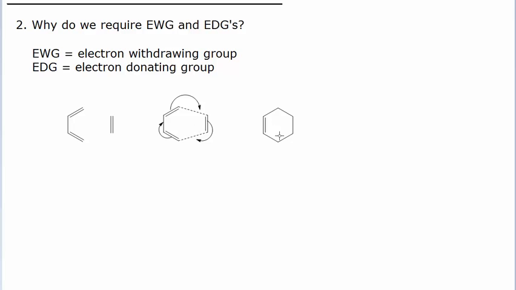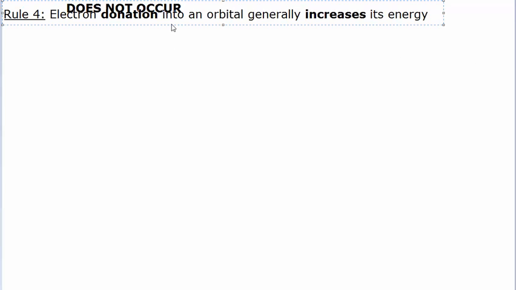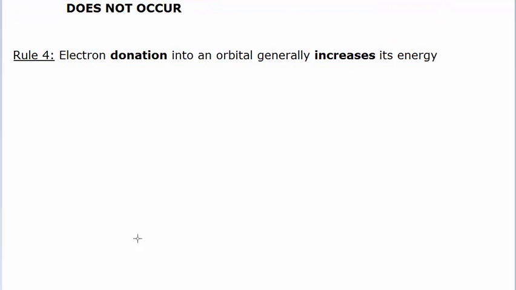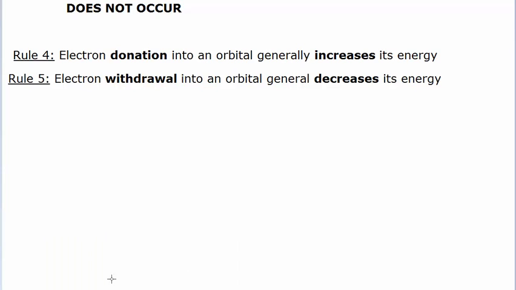of cycloaddition reaction, why then do we not actually observe this event occurring in nature? So this reaction does not occur. Doesn't work. And the question is, why doesn't it work? Why did the first reaction work that we talked about and not the second reaction? In addition to the rules we had before, we have two more. Electron donation into an orbital generally increases the energy of that orbital, and electron withdrawal from an orbital generally decreases the energy of that orbital.